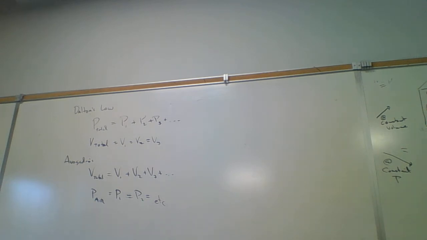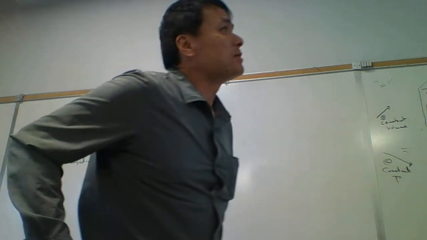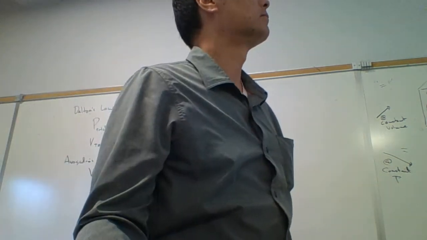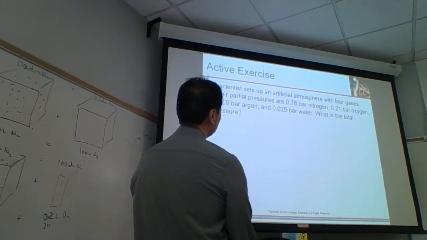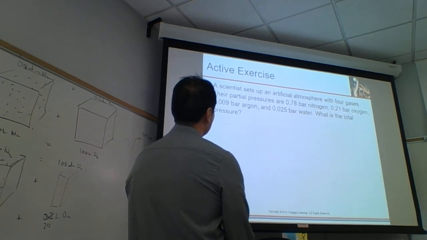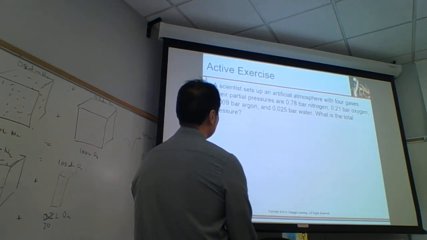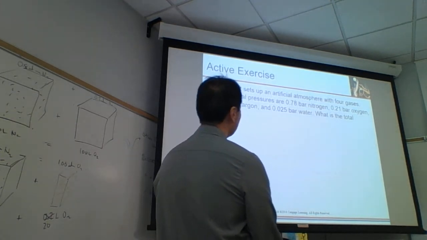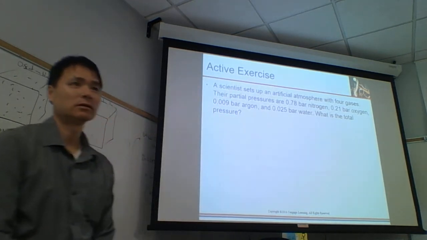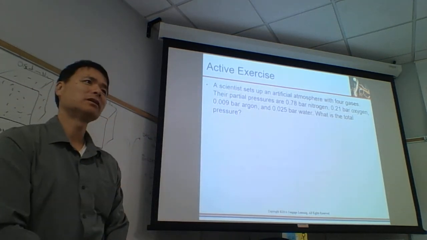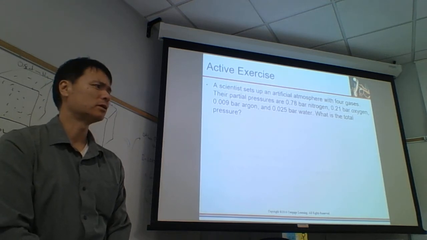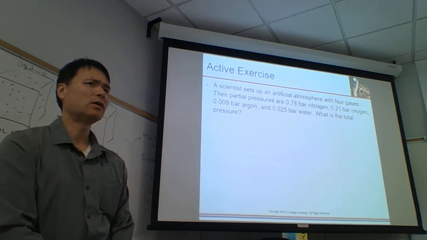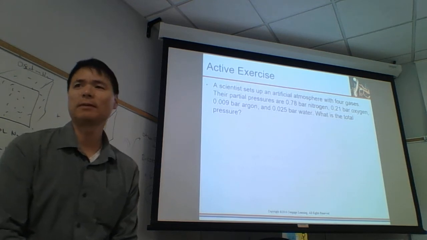A scientist sets up an artificial atmosphere with 4 gases. Their partial pressures are 0.78 bars of nitrogen, 0.21 bars of oxygen, 0.009 bars of argon, and 0.025 bars of water. What is the total pressure? Are we at constant pressure? No. Well, all the gases have different pressures. Therefore, all we do is add them up.